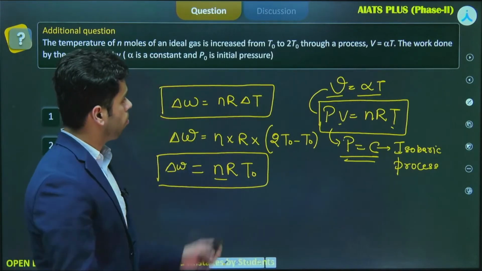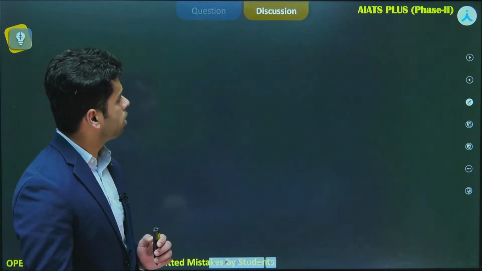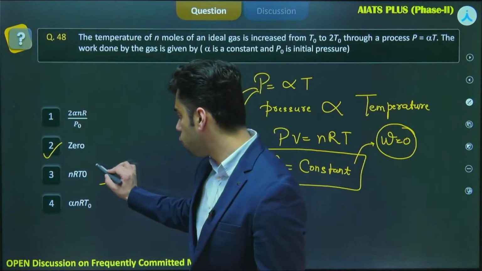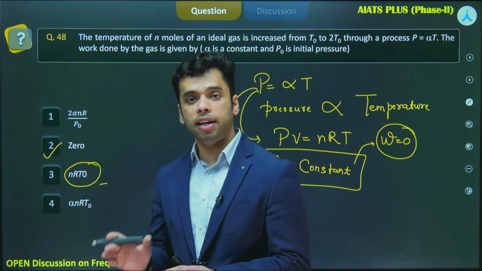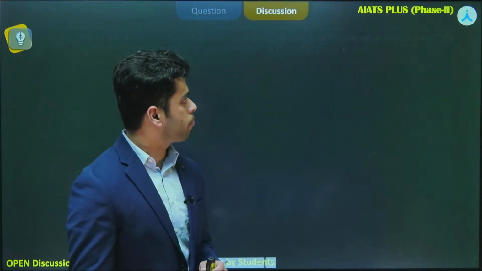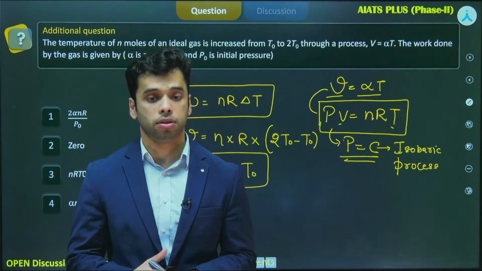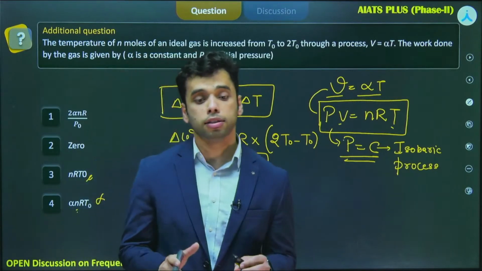You just need to use this formula nR delta T. In the original problem that was asked to you in the paper, one of the options says that the work done should be equal to nRT naught. So nRT naught can be the answer if we change the process, and the process should be V equal to alpha T. That is an isobaric process. Yes, the correct answer should be option 3.